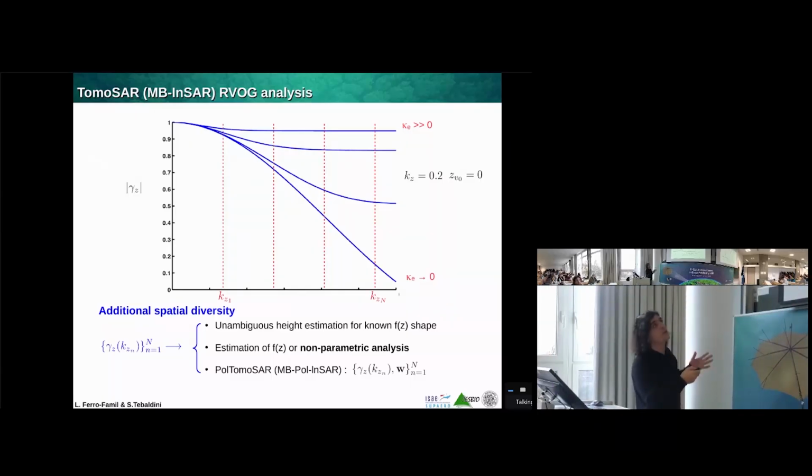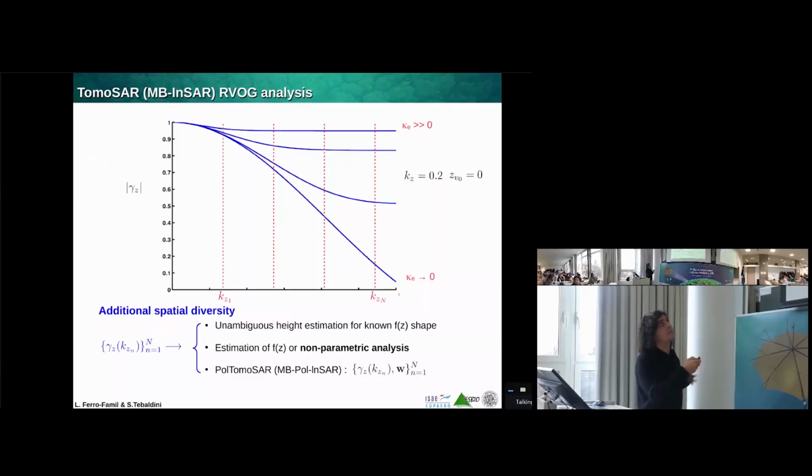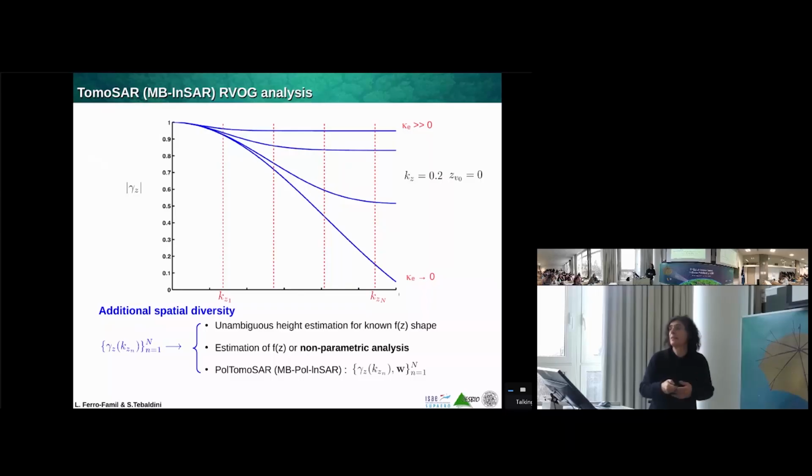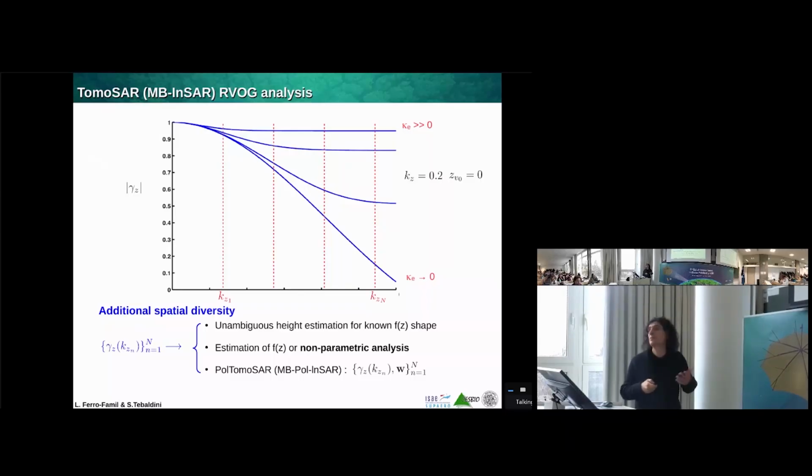You can also represent this sampling using this model. This is the correlation model corresponding to a volume with a varying attenuation. And you see that if I measure the correlation for different KZ values, then I will be able to reconstruct, to select which one of these profiles is the best one, the one that really explains well my data.